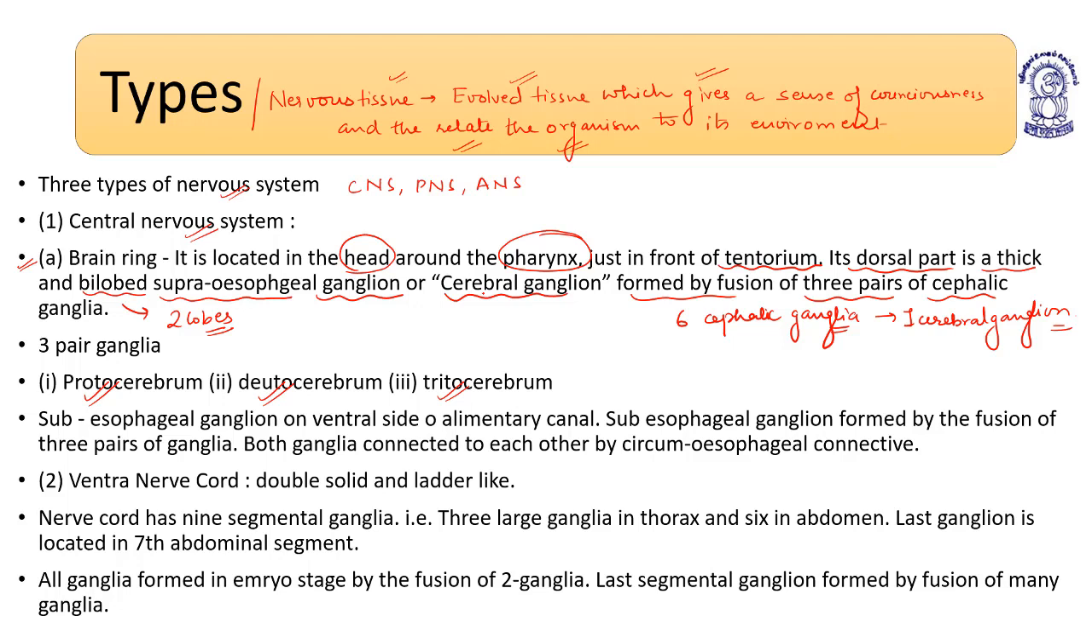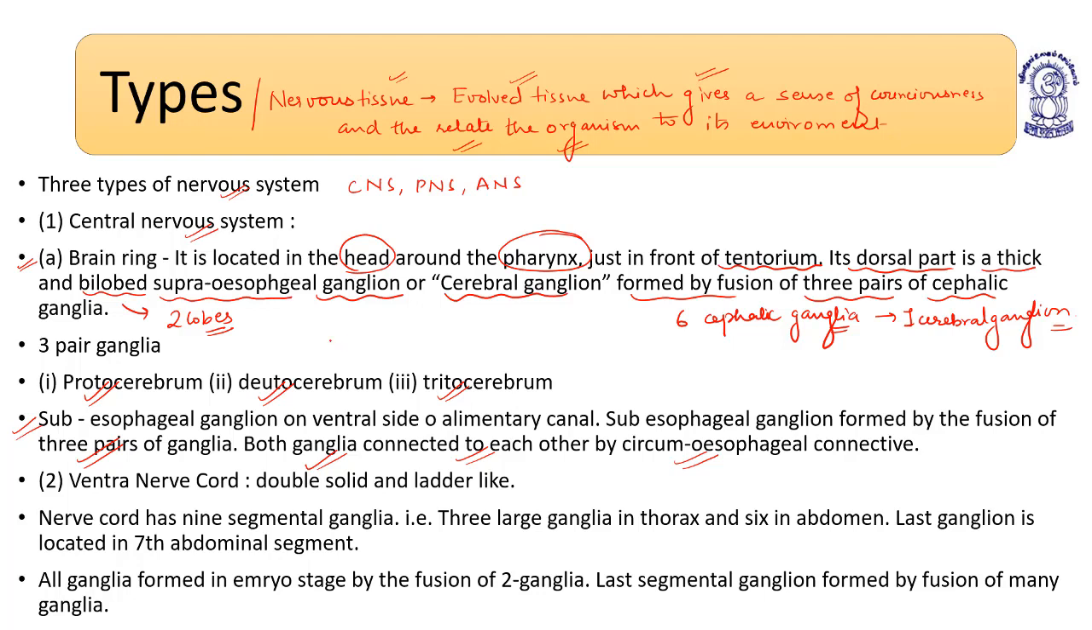The subesophageal ganglion is present on the ventral side. The dorsal side has the supraesophageal ganglion; the ventral side has the subesophageal ganglion, of the alimentary canal. The subesophageal ganglion is also formed by the fusion of three pairs of ganglia. Both ganglia are connected to each other by circumesophageal connective. Means the supraesophageal and subesophageal, they are connected by circumesophageal connective.